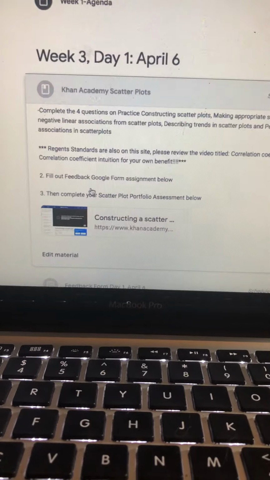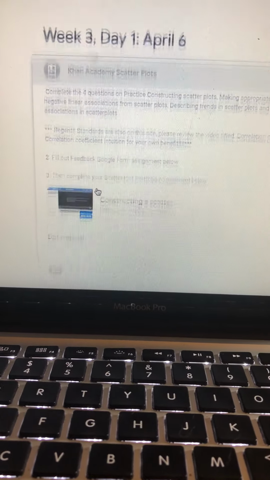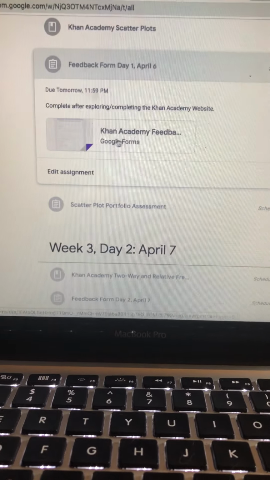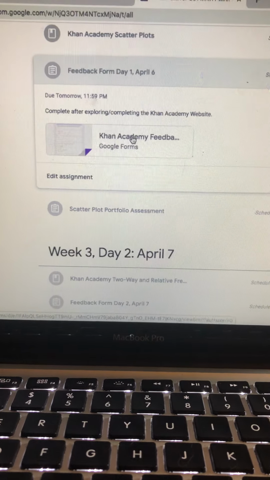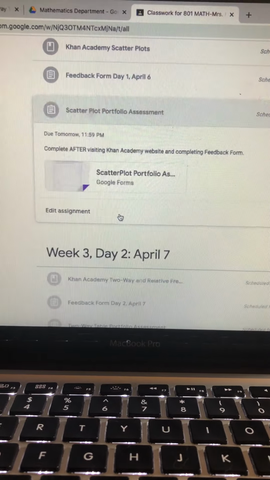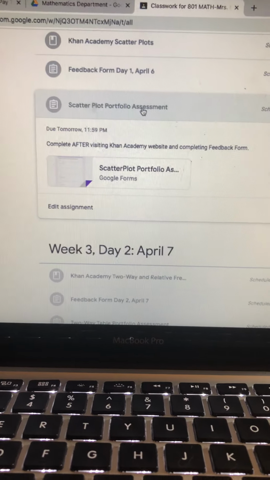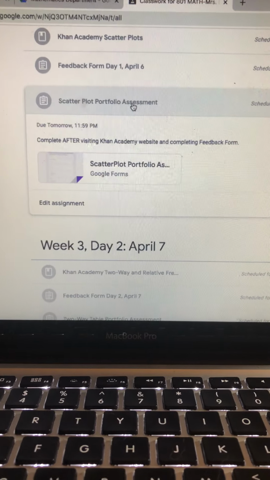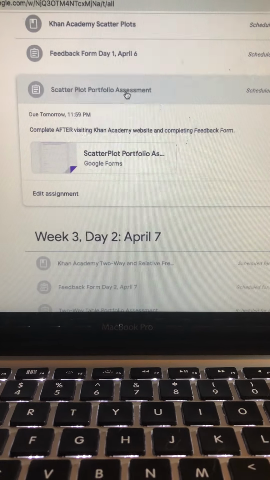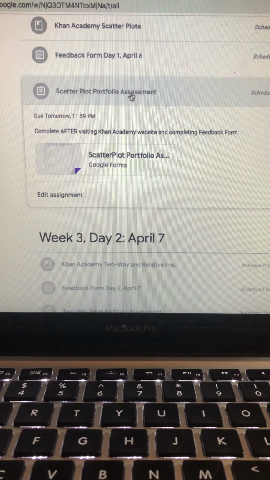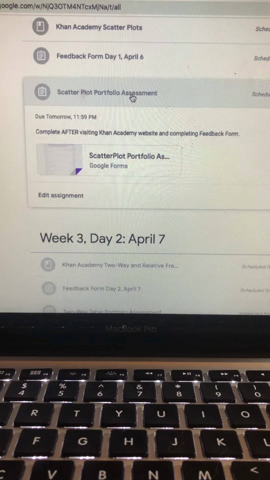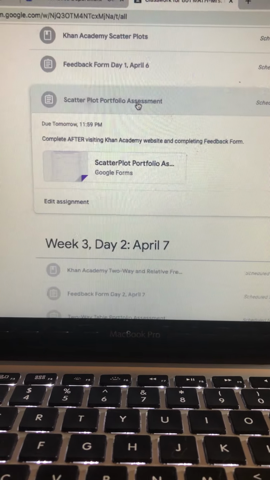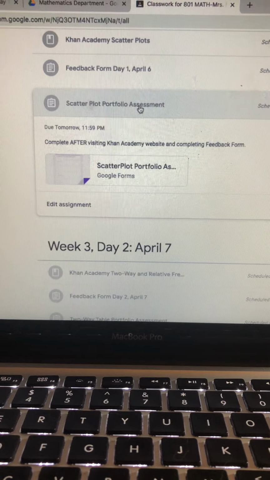After you go through the website, you're then going to fill out your feedback form, which is right here. It's based on your Khan Academy experience and your exploration. And then once you're done with that, you're going to take a scatterplot portfolio assessment. I would definitely recommend you do not do this until after you've gone through the website, completed the feedback form, and maybe even used some of your notes from your exam last week. That was the material from week 1. You all did pretty well on that test. So review that before you take your portfolio assessment, because it is going in as an assessment grade.